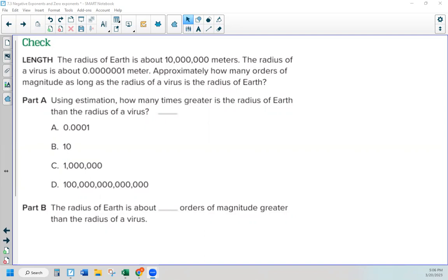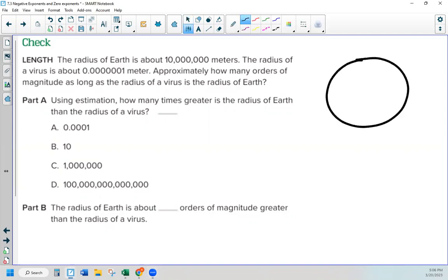All right, let's see. Length. The radius of Earth is about 10 million meters. The radius of a virus is about... okay, so really quick before we get to it, remember that a radius is the distance from the center of a circle to anywhere to the side of the circle, right? So it doesn't matter if you go from the center to the side this way or that way, they're all going to be the same distance because the center is always the same distance away from any side of the circle. All right, so the radius of the virus is about, I'm not even going to say that number, meter.